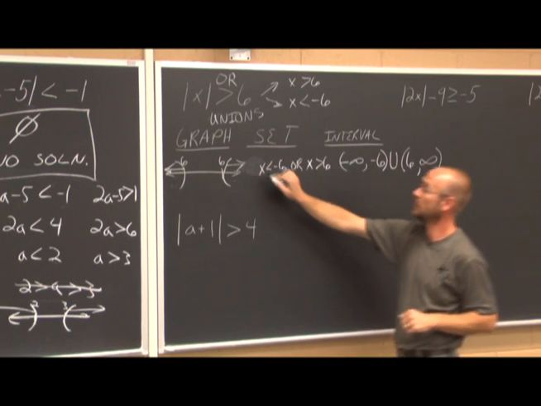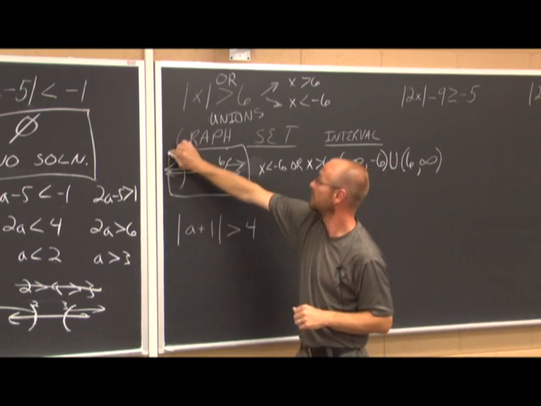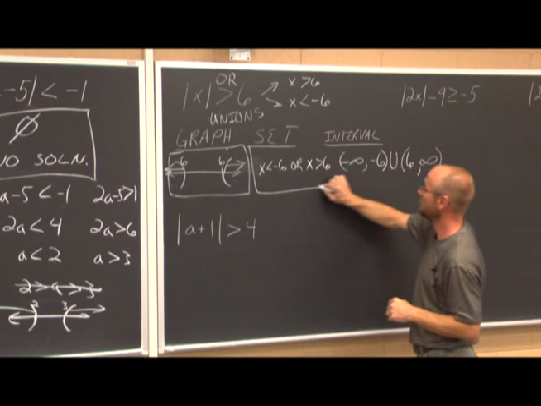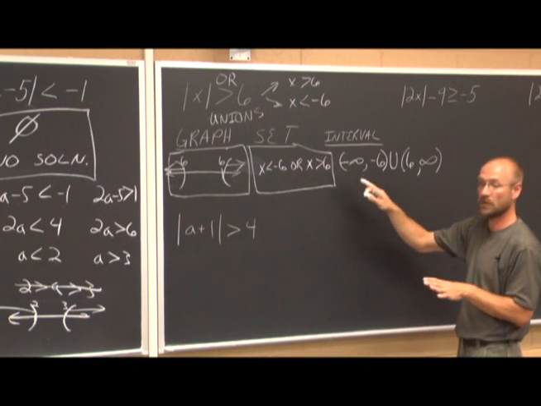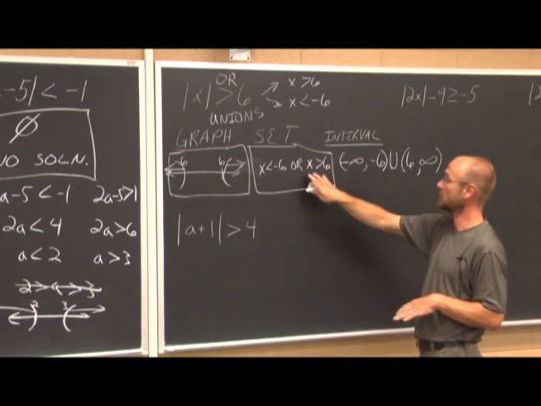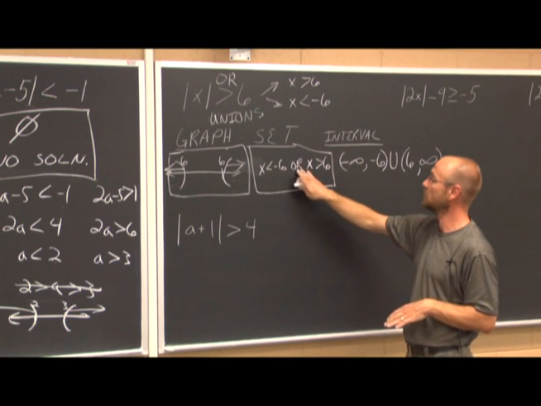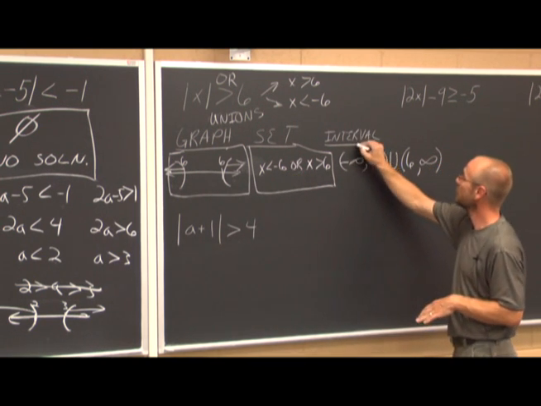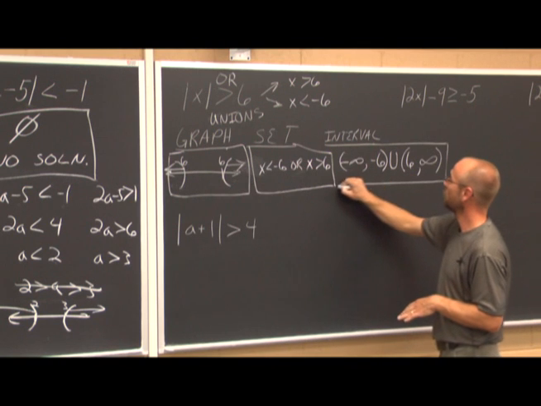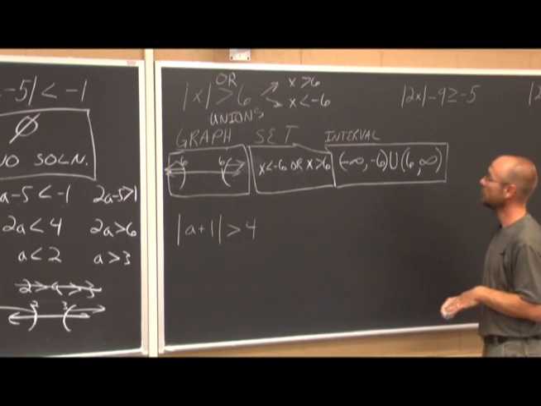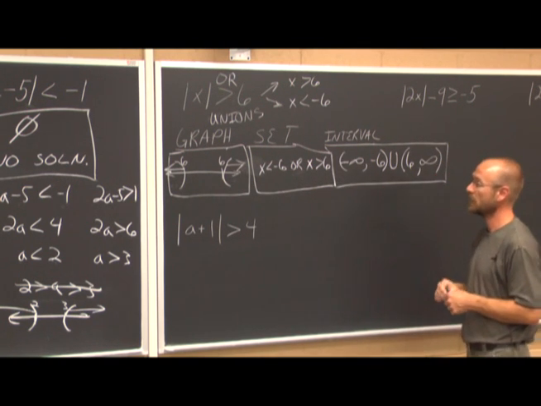So that we have our graph, we have set notation, and recall that unions cannot be written as double inequalities, so we have to introduce that or statement. And then our intervals, hopefully we're all familiar with interval notation at this point in algebra.